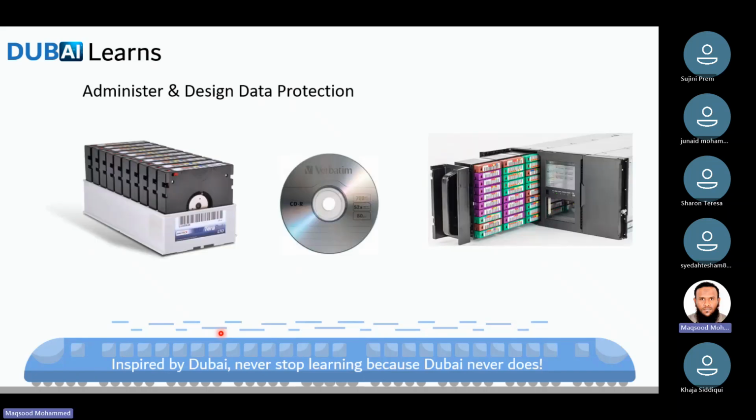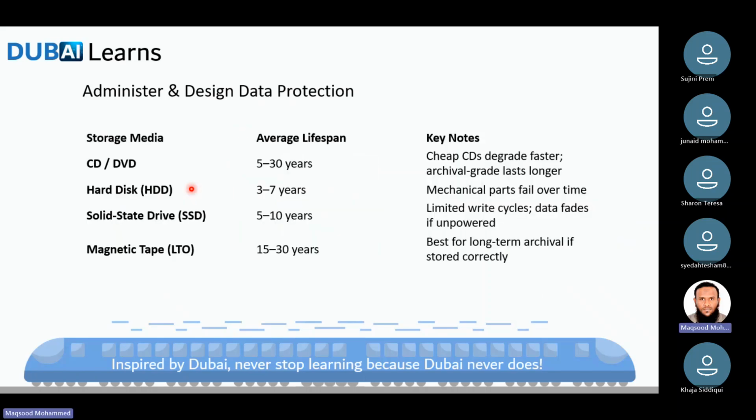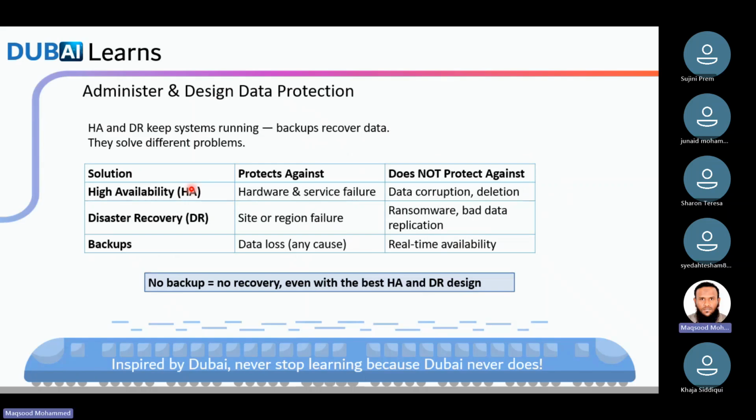These are magnetic tapes you're seeing in this. That is the medium which is still widely used for maintaining offsite backups. So, best for long-term archival if stored correctly, right?